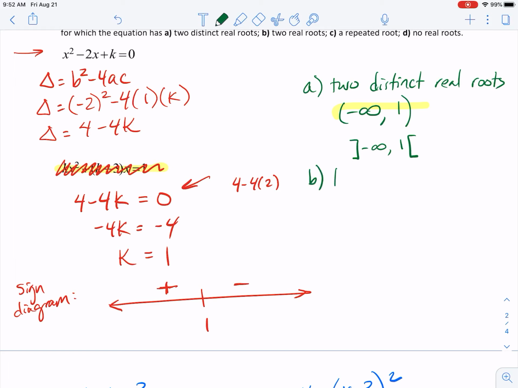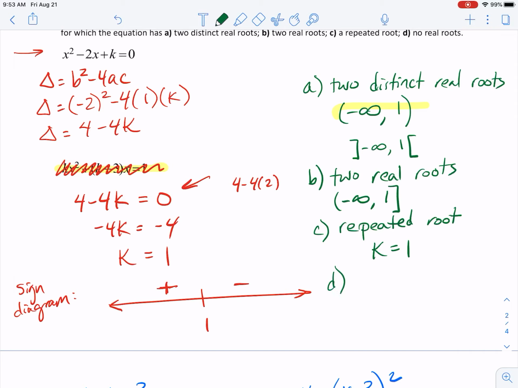Then the next one, two real roots. It looks like A and B are similar, but this allows for the fact that you could have one root repeated, therefore that's two roots. It's just the same thing twice. I hope that makes sense. That's negative infinity to 1, but we're going to include 1 this time. C is a repeated root. We get a repeated root when the discriminant is equal to 0, which in this case is when k is equal to 1. And lastly, when would we get no real roots? That would happen anytime we are bigger than 1, so from 1 to infinity.